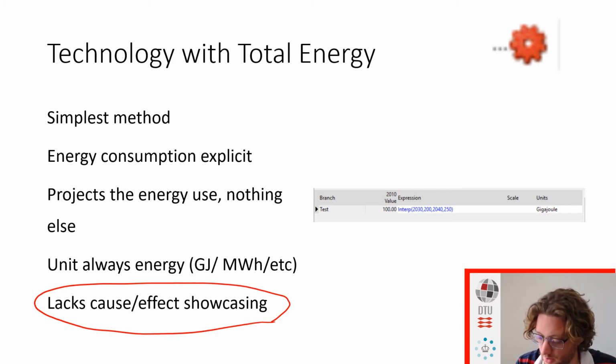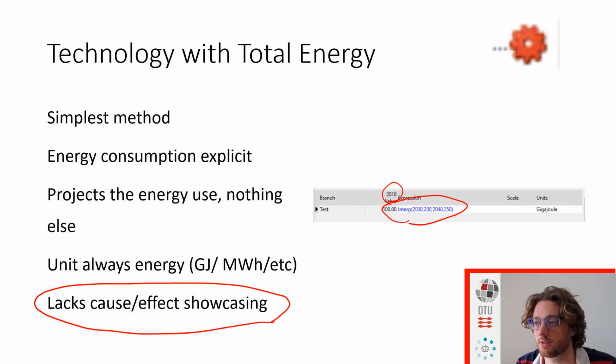In LEAP, when you put it in as a technology, as I did here under the name quote-unquote test, you can see I just specified a 2010 value. That's in this case my base year, and then from then on I just directly projected the number of gigajoule forward with an interpolation function. Of course, other functions can be used as well, which we will delve into.